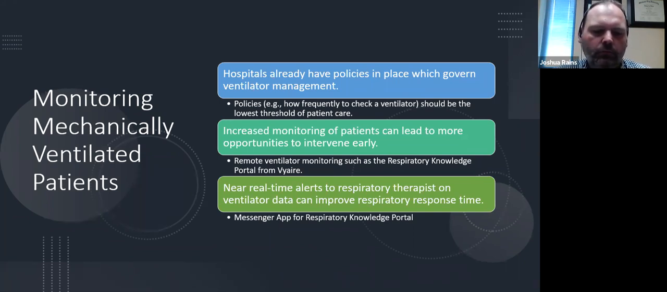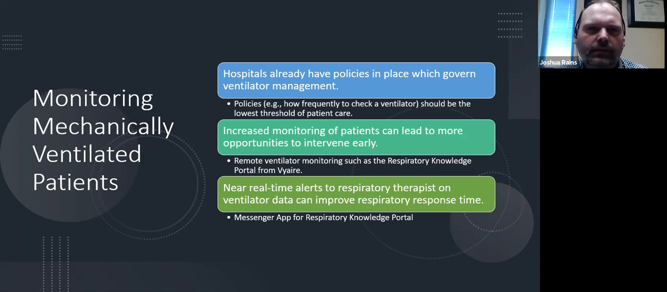There are several ways to increase monitoring of patients who are on the ventilator. The reason to monitor more is it can lead to discovering things earlier and earlier interventions. So there are several ways to increase monitoring of patients for RTs and, well, for any caregiver. I know that there are a few companies that have technology out there now for remote monitoring.